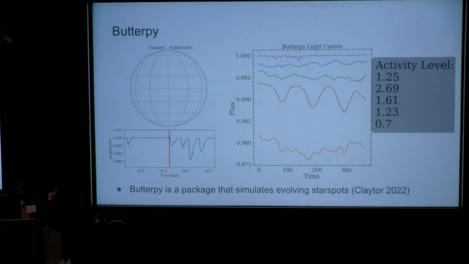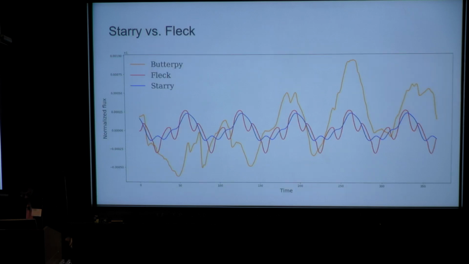In this sample, I have 1,000 light curves that I used, and on the right, you're seeing just 5 of them. For the first comparison, here are all the packages together and their fits. In the yellow, we have the original light curve from Butterpie. One thing to note is that over time, the amplitude is changing, whereas with the other 2 packages, no matter what, over time, they like to keep the same amplitude.